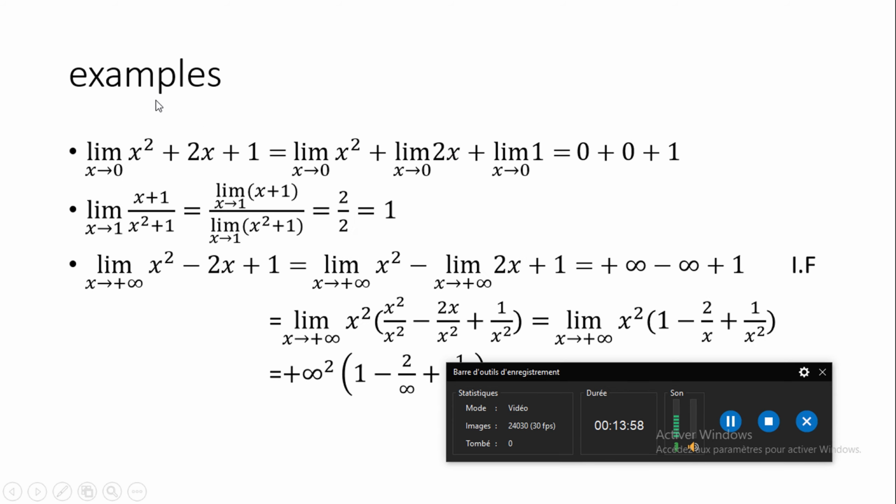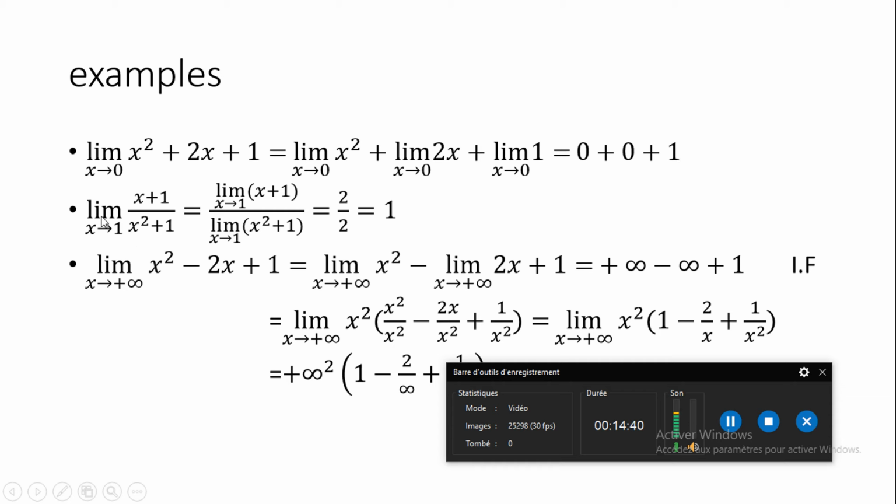So let's take some examples. The first example is the limit when x gets closer to 0 of x squared plus 2x plus 1. As we said, it's just the sum of the limits. The limit of the sum is the sum of the limits. So it's gonna give us the limit of x squared plus the limit of 2x plus the limit of 1. Just replace x by 0. It's gonna give us 0 plus 0 plus 1, because we don't have x here or anything, so just 1. So the limit is 1.